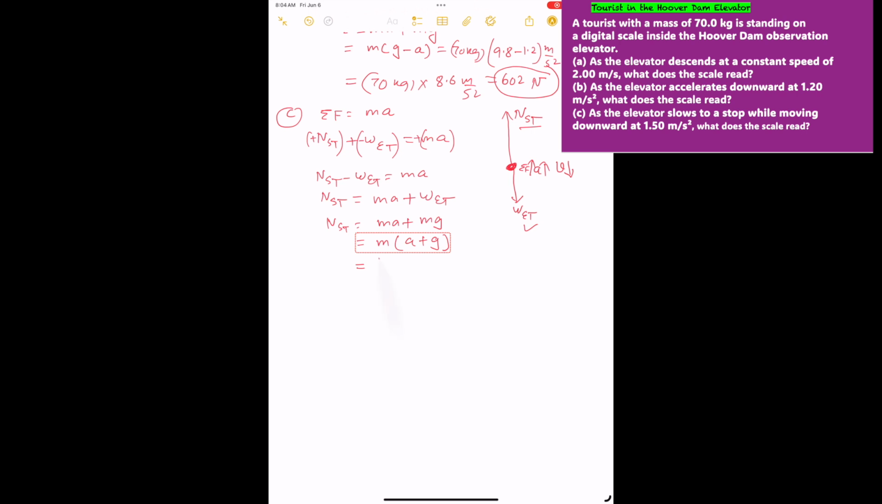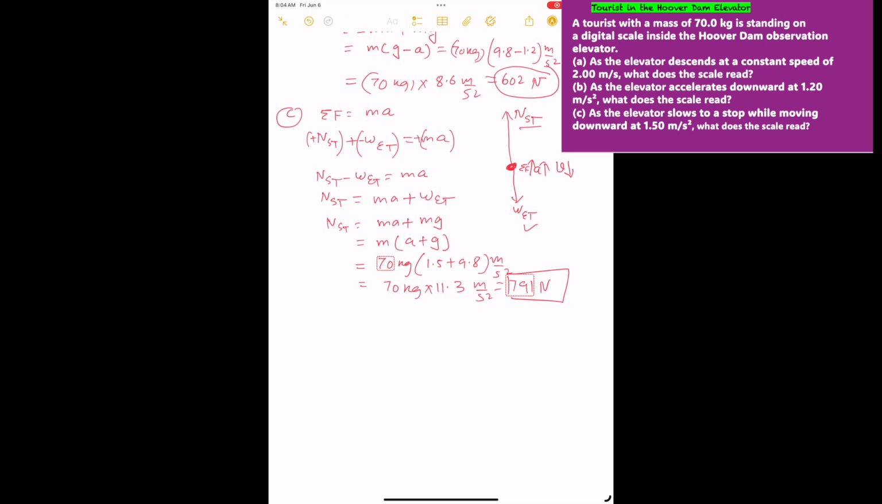Let me plug everything in. Let me use my calculator here. This is 70 kilograms. Acceleration is now 1.5 meters per second squared. Acceleration due to gravity is 9.8 meters per second squared. So that is 70 kilograms multiplied by 11.3 meters per second squared. If we calculate that, I will get 791 Newtons. Now it seems that your weight increased, right?